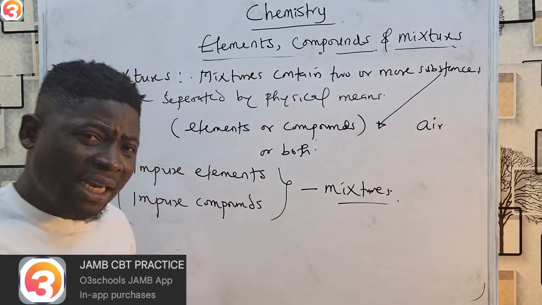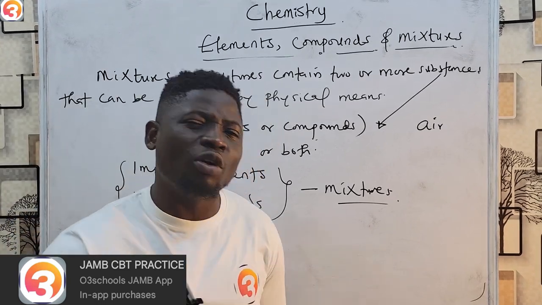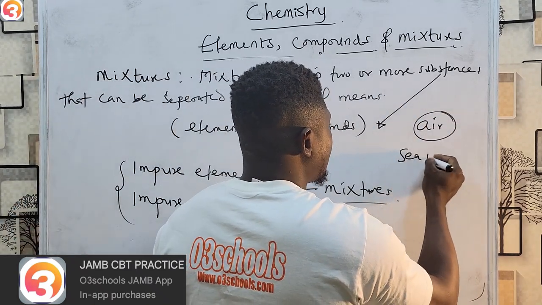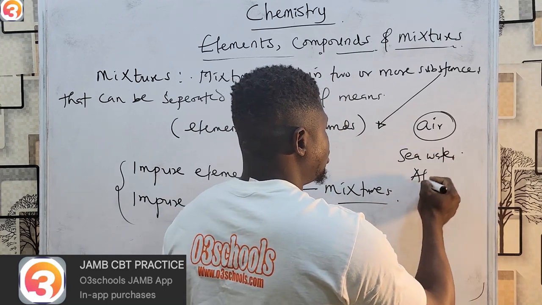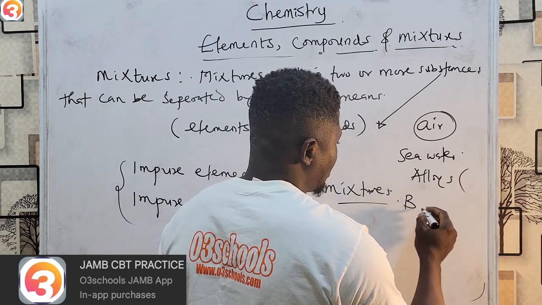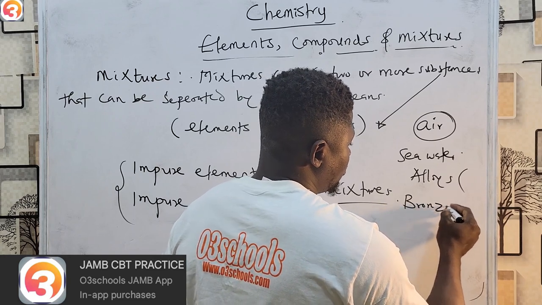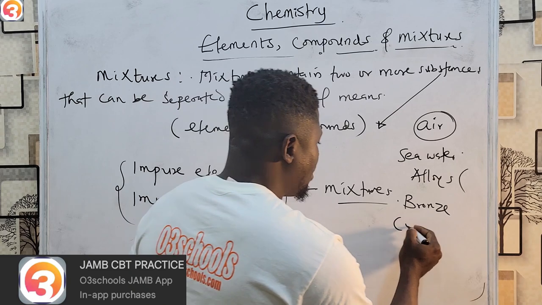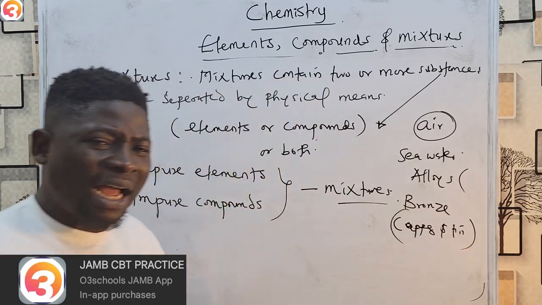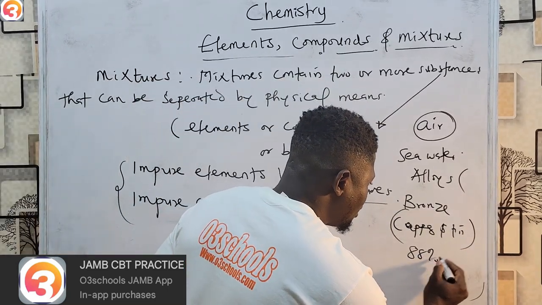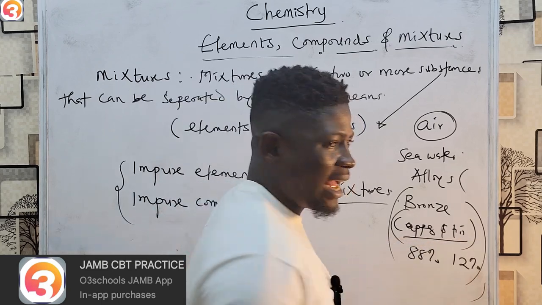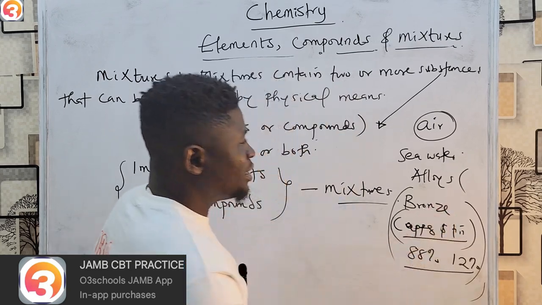An example of a mixture is air. You have heard before that air is a mixture of gases in different proportions, right? So air is a mixture. Seawater is a mixture. Alloys are mixtures. For example, alloys are metals combined together. If you have, for example, bronze, bronze is an alloy of copper and tin. When copper and tin are mixed together in the proportion 88% copper to 12% tin, we have bronze. So bronze is an alloy of copper and tin in this proportion, right?